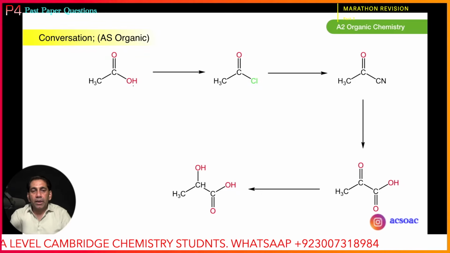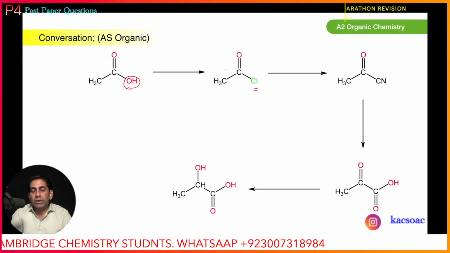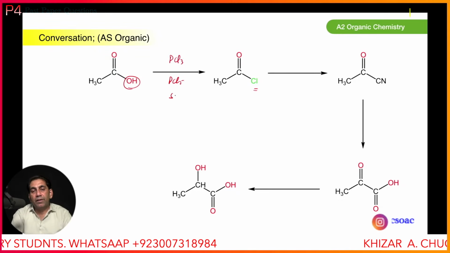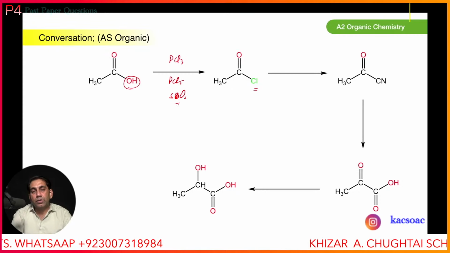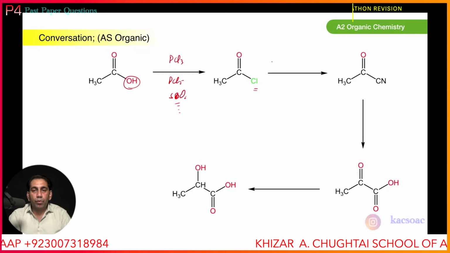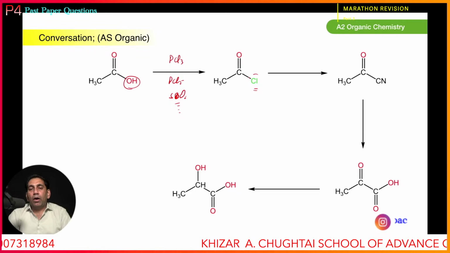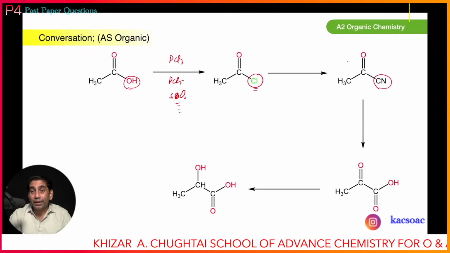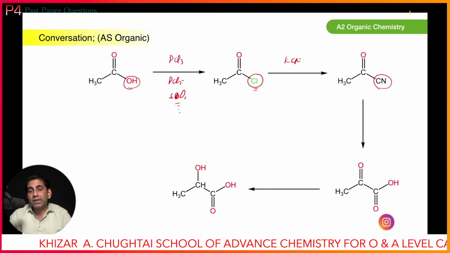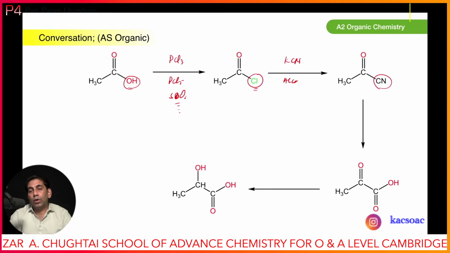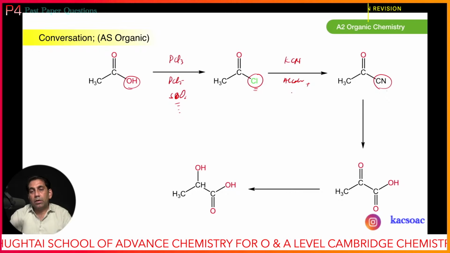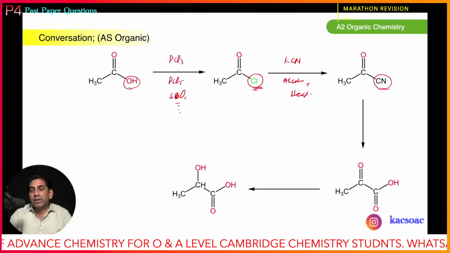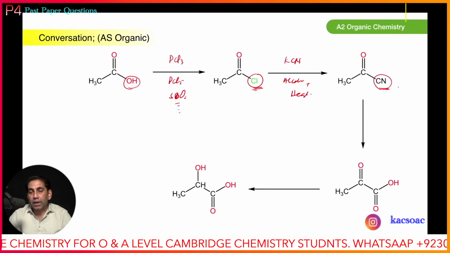Number 1, once again, the OH is going to change itself into Cl. So you will add PCl3, PCl5, SOCl2, etc. There are 2 or 3 more options as well. Now, the Cl is going to change into a CN group. What should be done? We will have to put KCN, alcohol plus heat. So this Cl will be substituted by a nitrile group.